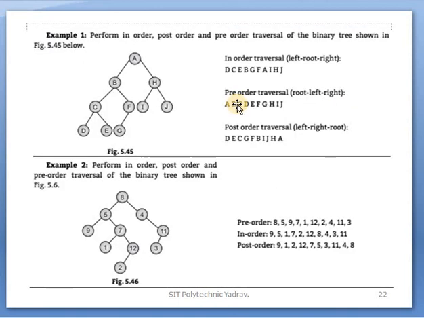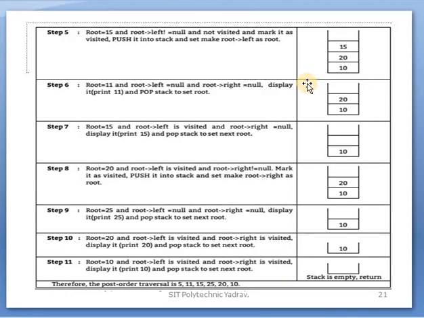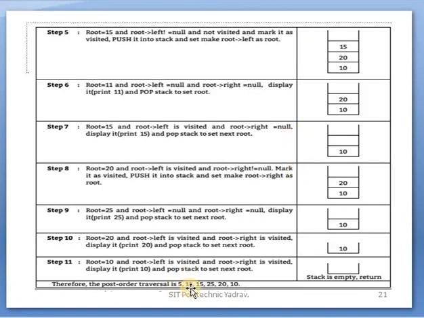When on that 15, 11, that has no left and right, at that time display it, which means pop it: that 5, after that 11, after that 15, 5, after that again 11, 15, after that 25, 20 and 10, in that 15, 25, 20 and 10.